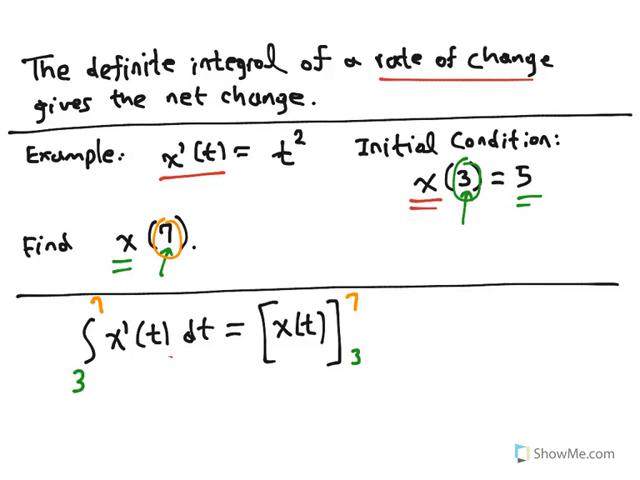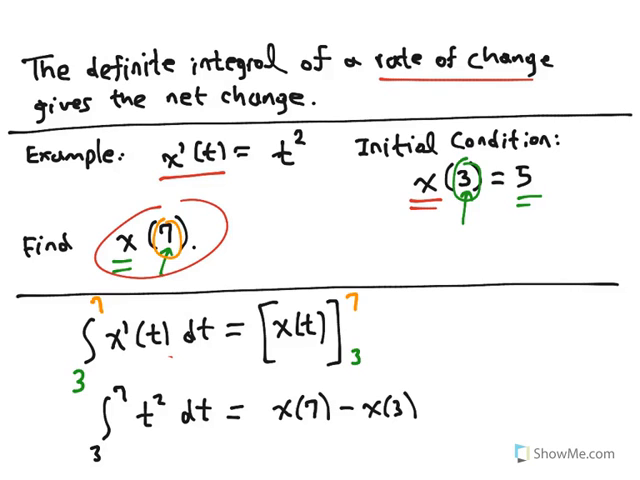So when we set it up like that, we have the definite integral from 3 to 7 of x prime of t, which is of course t squared. That would be equal to the antiderivative evaluated at 7 minus the antiderivative evaluated at 3. And since we're interested in finding x of 7, we can simply solve for x of 7 by adding x of 3 to both sides of this equation.